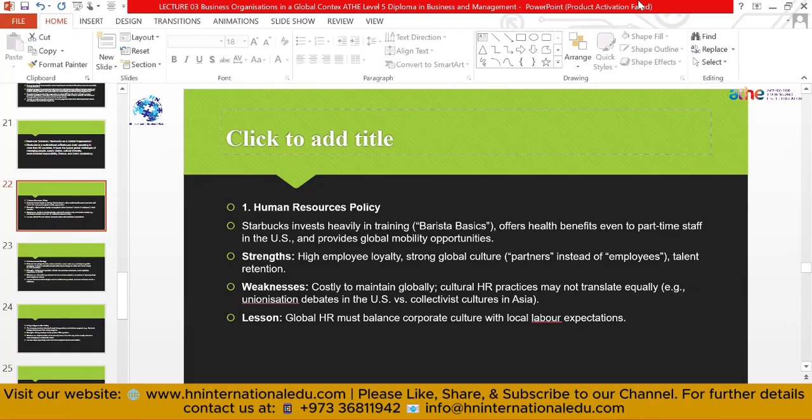Talent retention, keeping the people in the organization for a prolonged period of time. However, it is costly to maintain globally, and cultural HR practices may not translate equally. For example, unionization debates in the US versus collectivist culture in Asia. It differs country to country, because we are having branches of Starbucks around all of the world now, except I think Pakistan. Lesson: global HR must balance the corporate culture with the local.